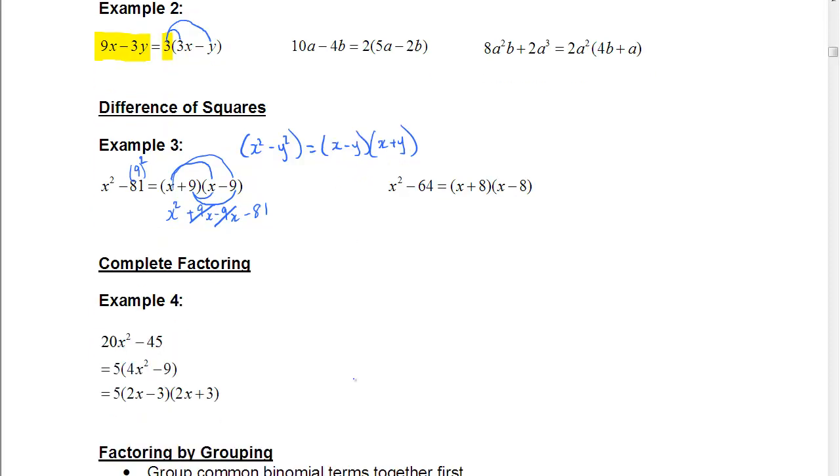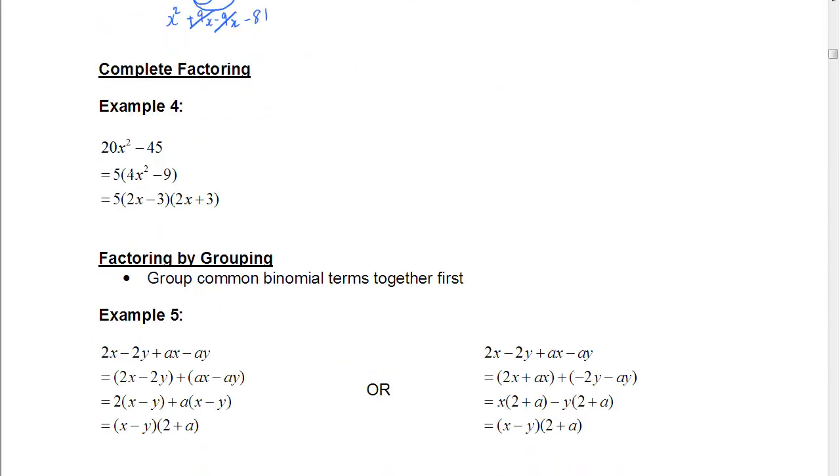Complete factoring is if first we remove all the common factors. So in this case we can take a 5 from both. That leaves us 4x squared minus 9. But 4x squared is 2x all squared, and 9 is 3 squared. So now we can use our difference of squares to get 2x minus 3 and 2x plus 3.